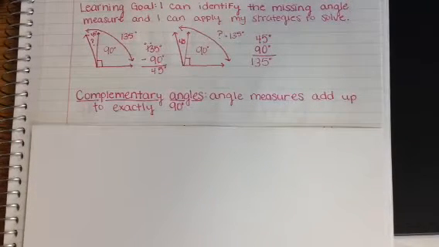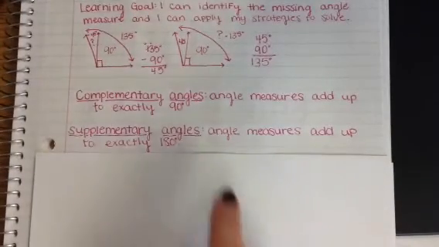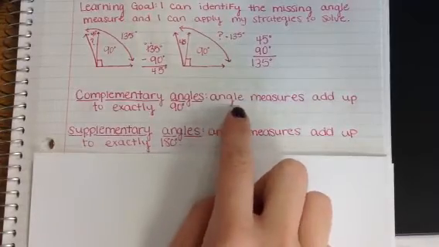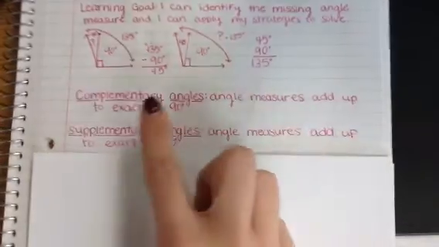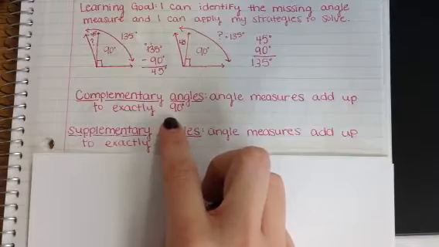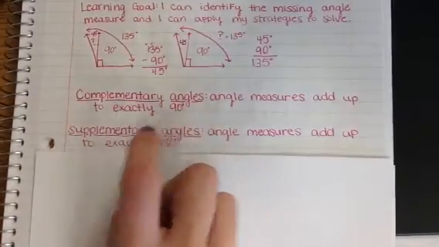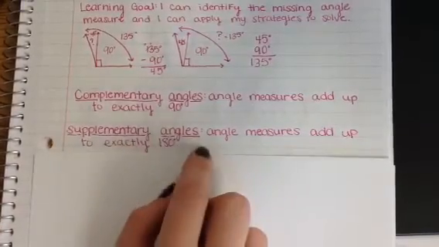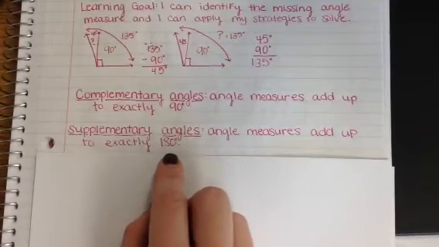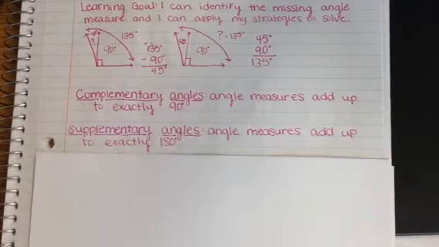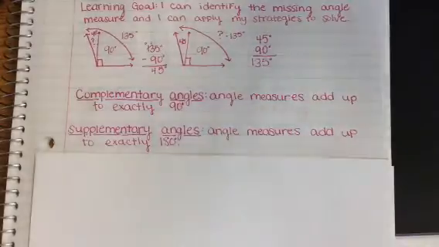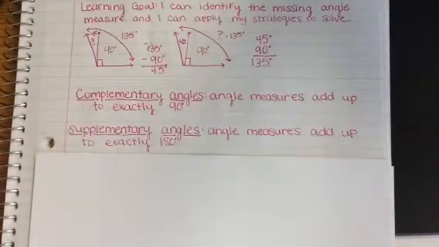So tonight we're going to be adding to that a little bit. Tonight we're going to be talking about complementary angles and supplementary angles. Complementary angles are the angles where their measures add up to be exactly 90 degrees. So when we put two angles together, their measurement will be exactly 90 degrees. And a supplementary angle is when the angle measures add up to be exactly 180 degrees. So, go ahead and pause your video so that you can get those two definitions copied down. Press play when you're ready to begin again.